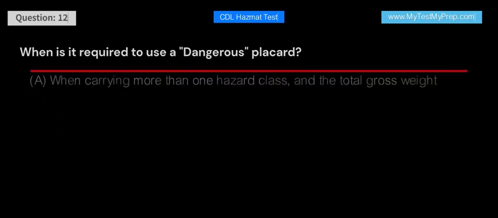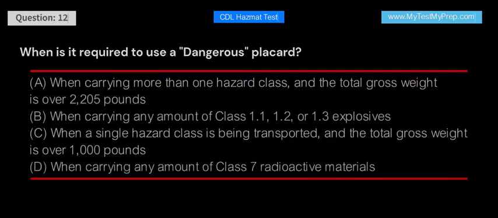When is it required to use a dangerous placard? A. When carrying more than one hazard class, and the total gross weight is over 2,205 pounds. B. When carrying any amount of Class 1.1, 1.2, or 1.3 explosives. C. When a single hazard class is being transported, and the total gross weight is over 1,000 pounds. D. When carrying any amount of Class 7 radioactive materials.